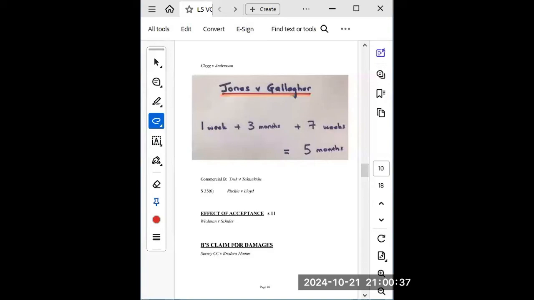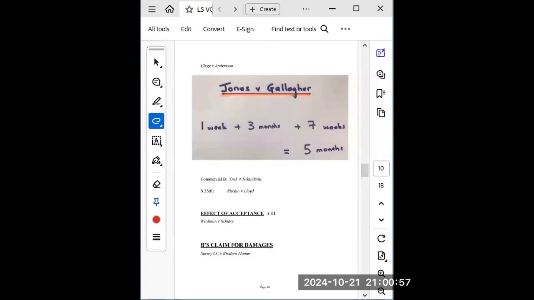In Barber against NWS Bank, Barber got 20 months free use. They were still entitled to reject for breach of Section 12. We're looking at the buyer's remedies. Let's look at the buyer's claim for damages.